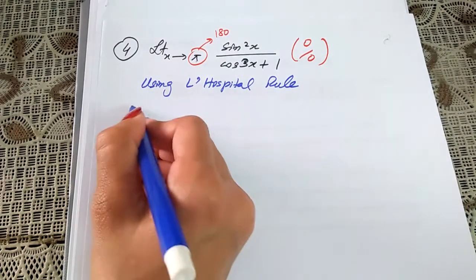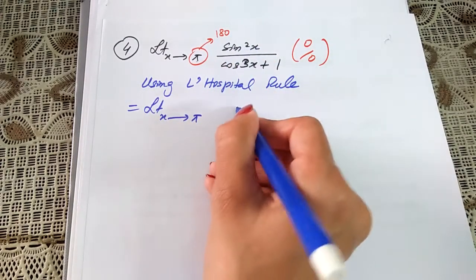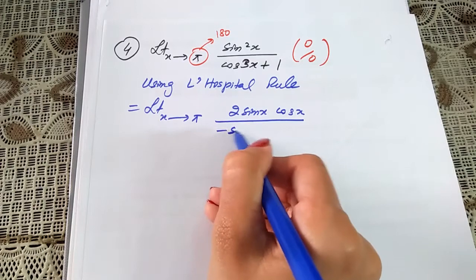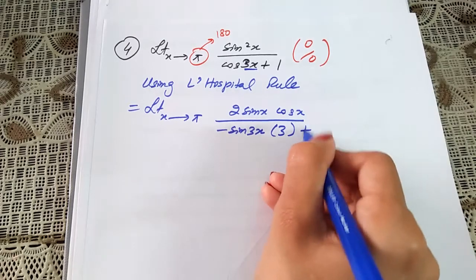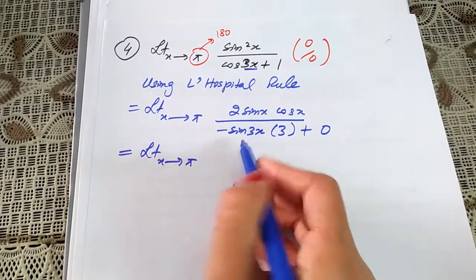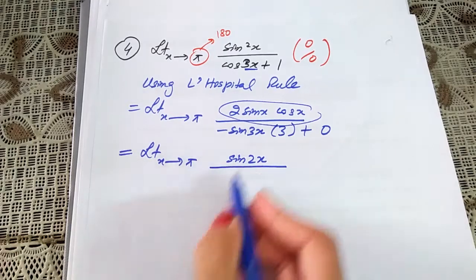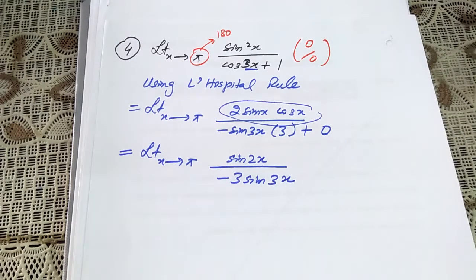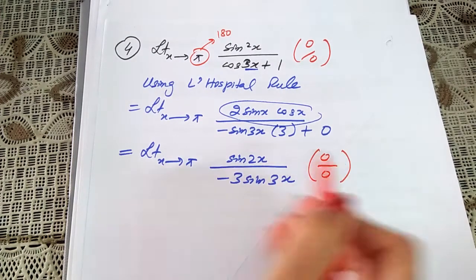using L'Hopital rule, we get limit x approaches to pi, sine square of x. Derivative sine square of x will be 2 sine of x and cos of x divided by cos 3x will be minus sine 3x, and the derivative of this angle, this will be equals to 3 plus 0. We get limit x approaches to pi. 2 sine x cos x is a formula for sine 2x. So I wrote it like this, then minus 3 sine 3x. If we again put x approaches to pi in this function, we will again get 0 by 0 form.